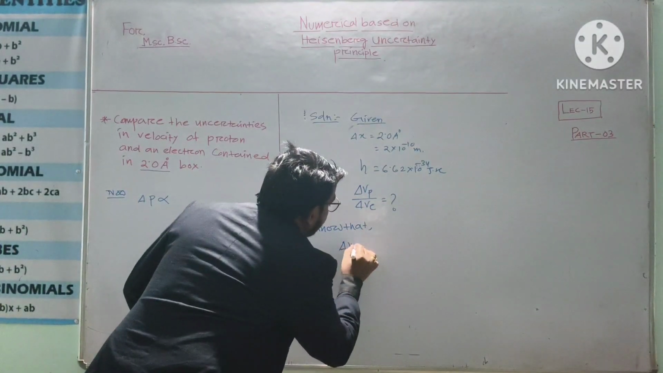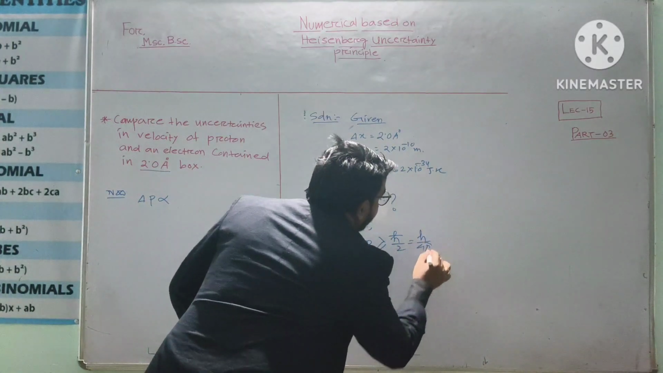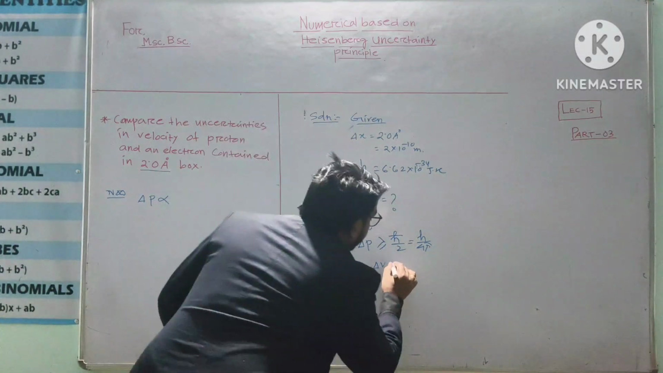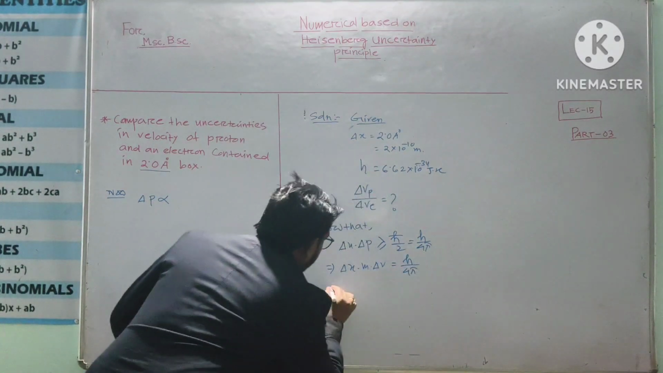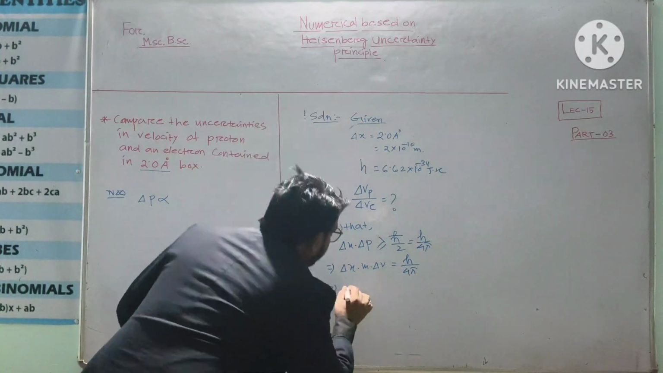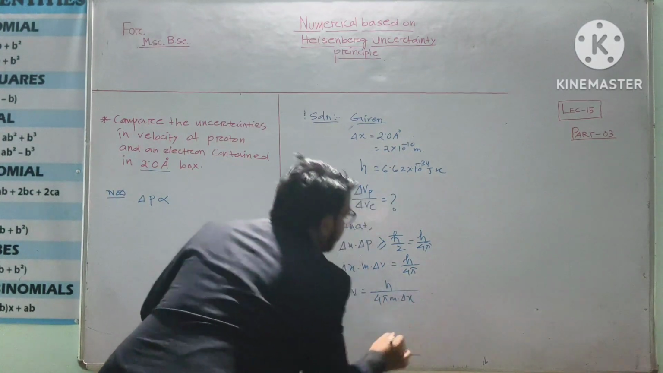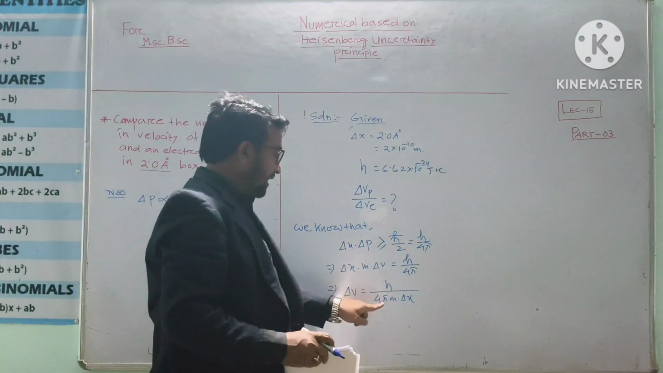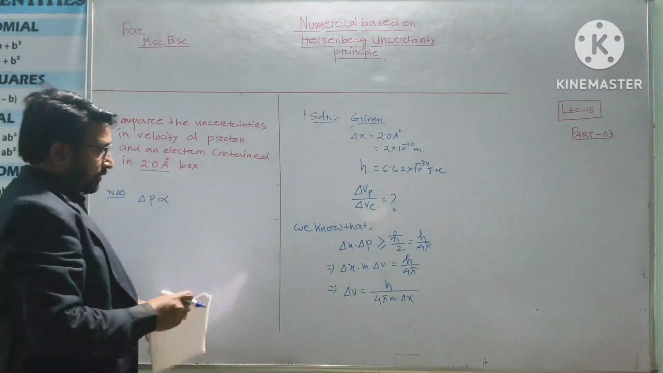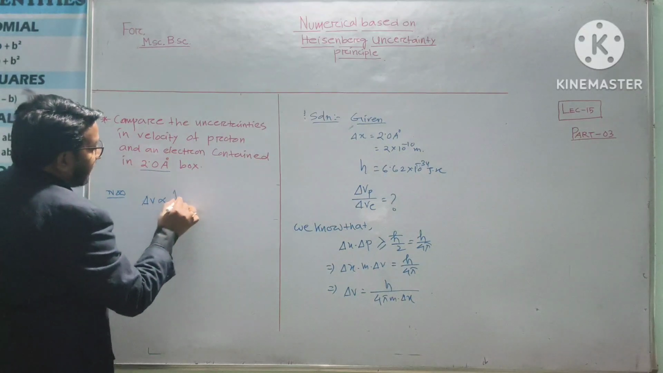We know that Δx × Δp ≥ h/4π, and we can write Δp in terms of m × Δv, so this is equal to h/4π. Okay, so Δv = h/(4π m Δx). In this term we can say that h is Planck constant, 4π is also constant, and Δx is constant for both the photon and the electron. So from this equation, Δv is directly proportional to 1/m.